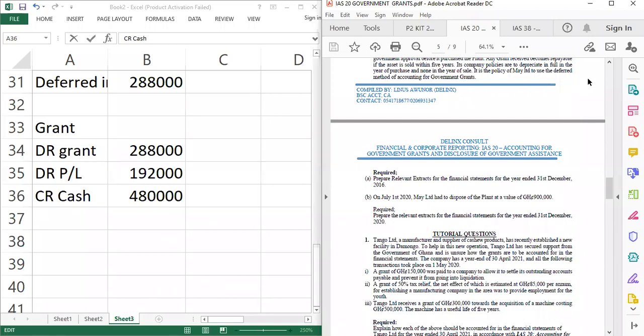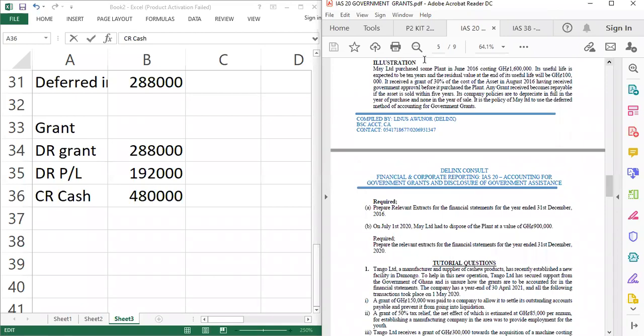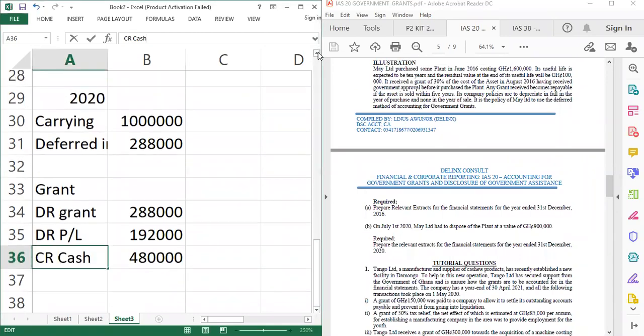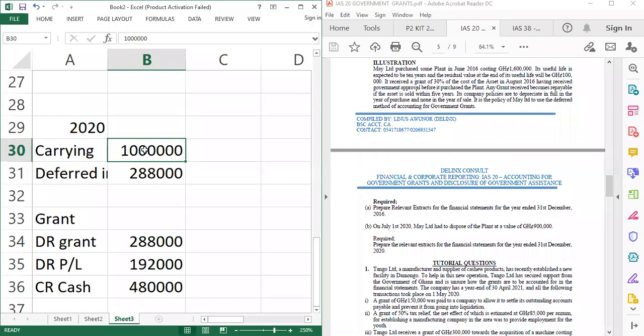So the carrying value of the asset is 1 million, isn't it? But we have sold the asset for what? 900,000. So are we making a loss? Yes, a loss of 100,000. We are making a loss.